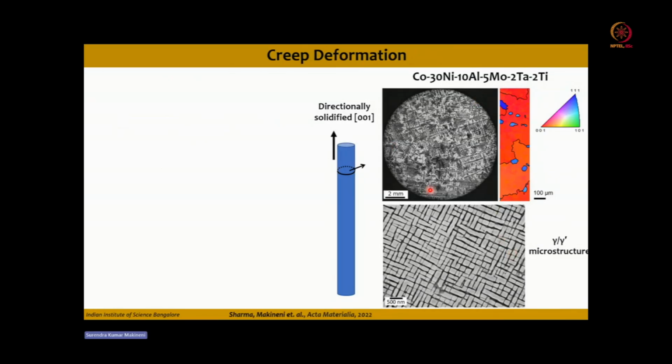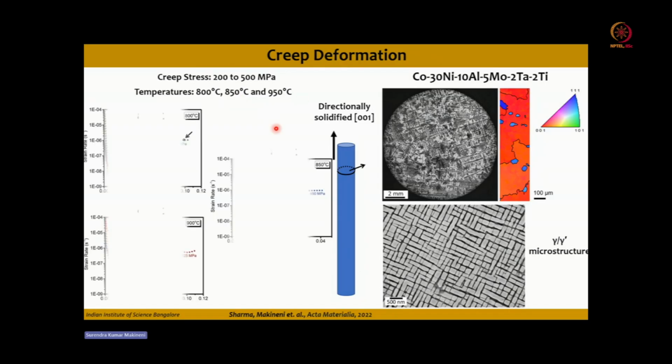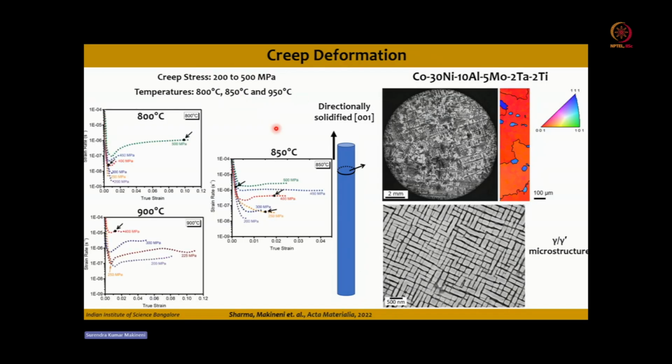This is the cross section collage of optical images where you can see the dendritic structure. If you take the EBSD IPF map, you can see that these are all near the orientation of 001. And this is a typical gamma prime microstructure with cuboidal precipitates of gamma prime with a volume fraction of around 72%. This sample was crept at different stress levels and temperatures of 800, 850 and 950 degrees Celsius. These are the creep curves, and the TEM analysis was performed after the creep deformation.